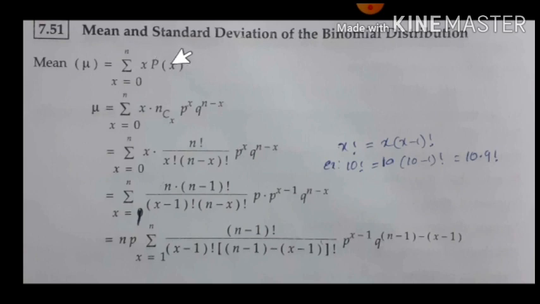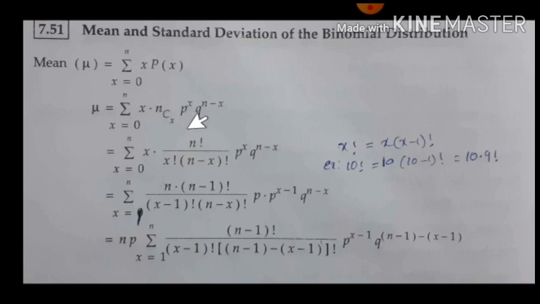Since p of x is the probability function, what am I taking? Binomial. I am doing it for the binomial distribution. So take the definition of the probability function of the binomial, that is nCx p to the power of x into q to the power of n minus x. Next step, expand the value of nCx. It is nothing but the combination formula n factorial divided by x factorial into n minus x factorial.